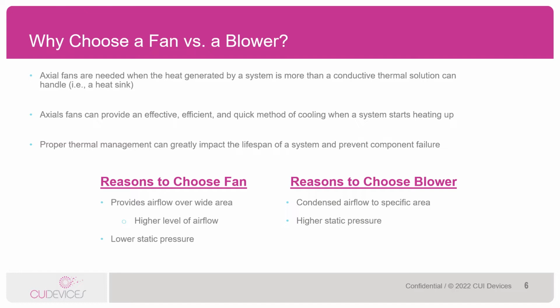Situations where you would choose a fan would be if you need airflow over a wide area. Due to the construction of fans, they provide a higher level of airflow over larger areas. On the other hand, blowers deliver a more condensed airflow to a specific area. For example, if you want to cool just one particular chip on a board, a blower might be the right product. But if cooling the entire area in the system is needed, a fan might be the right product. Blowers should also be used when static pressure is high due to the condensed airflow design.